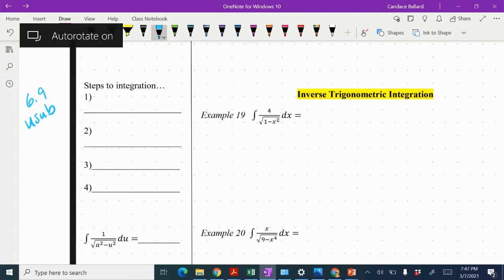In this video, we're going to continue topic 6.9 on U substitution. We are going to visit what inverse trigonometric integration looks like. And we could do this without U sub, but a lot of times we'll see a U sub in here, so that's why it's in this section.